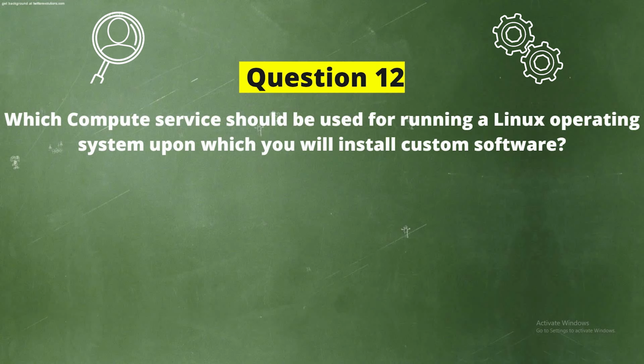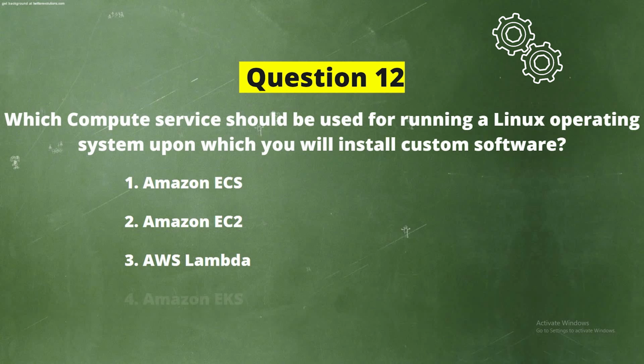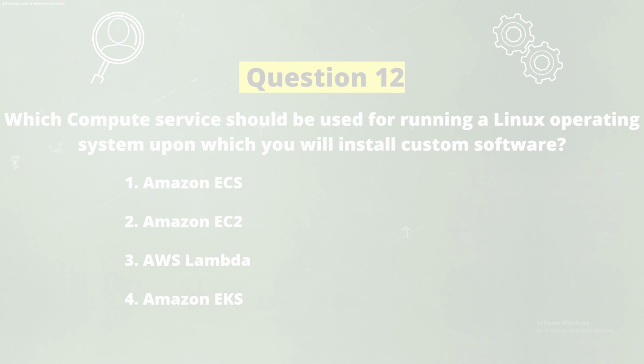Question 12. Which compute service should be used for running a Linux operating system upon which you will install custom software? Now, the options are: Option 1. Amazon ECS. Option 2. Amazon EC2. Option 3. AWS Lambda. Option 4. Amazon EKS. And the correct answer is Option 2.